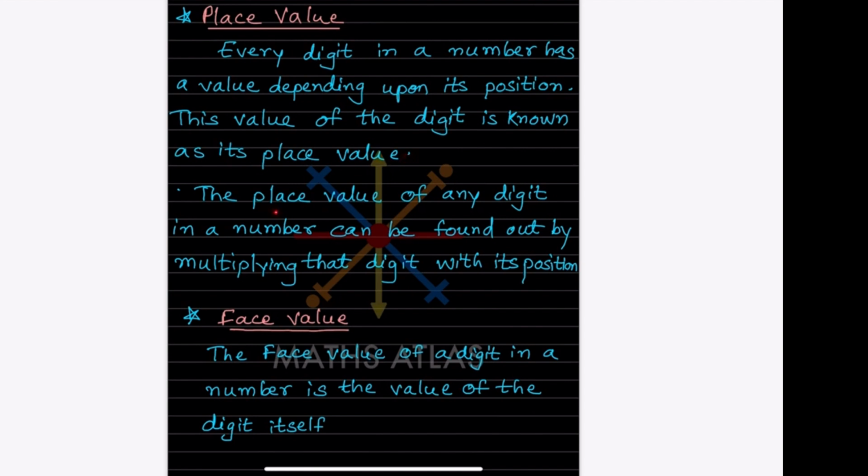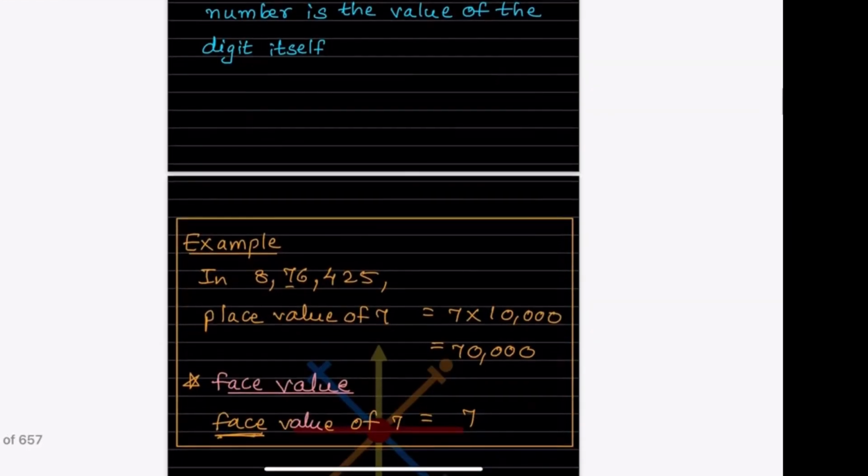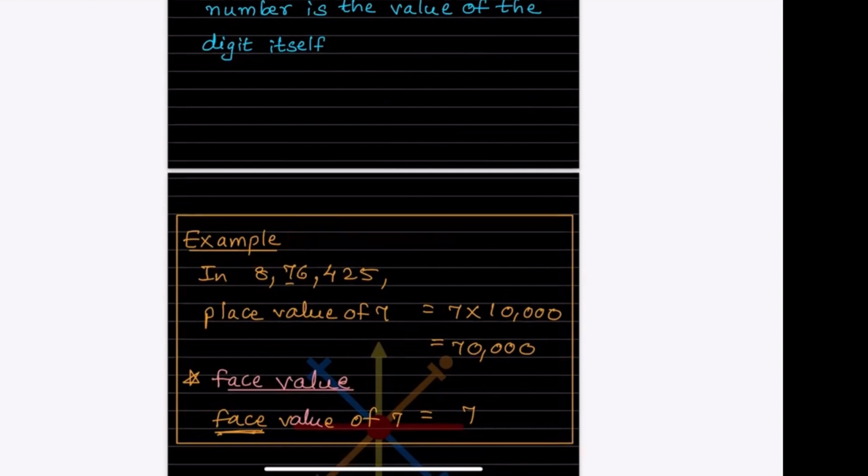And one more thing over here, the place value of any digit in a number can be found out by multiplying that digit with its position. So from here, sometimes there will be a confusion here. What is it? So let me show you with the example. Now see, this is the example let us take for the place value.